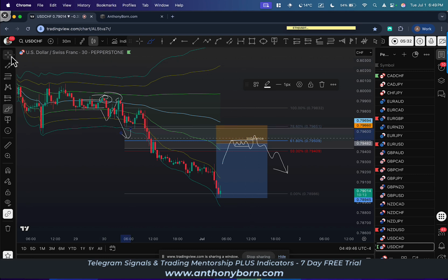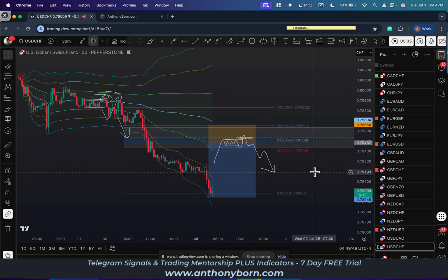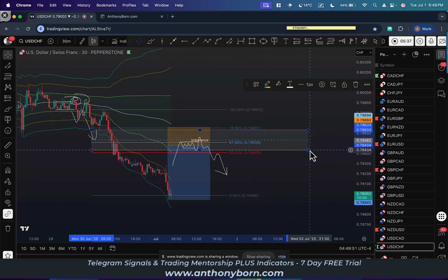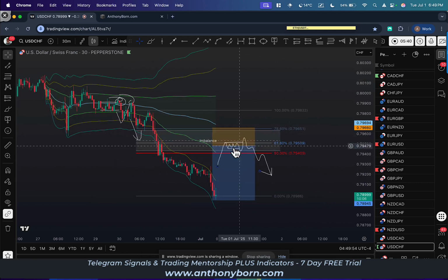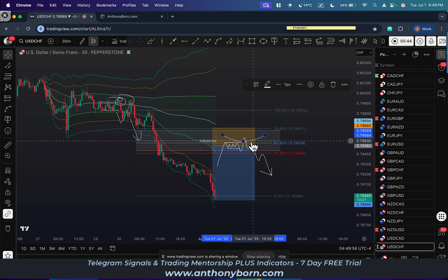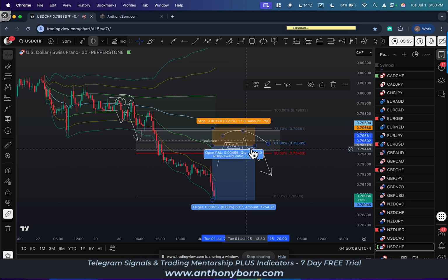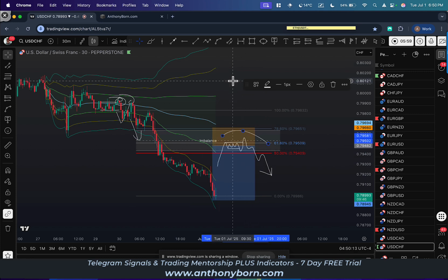So my criteria for this would be that it pulls back and we see it rotate within the imbalance at least, and it doesn't break the high. So I want to see a lower high set up like this here, a bearish break of structure, retest the low here, and then that would be my entry point.